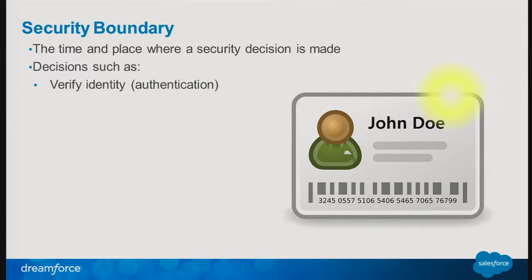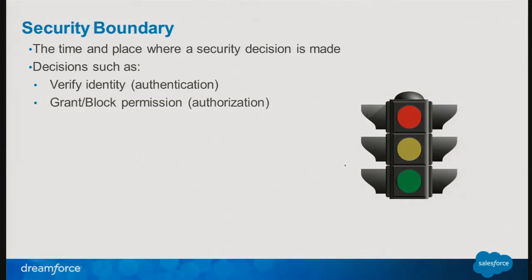So that's the trick with security. The questions, the concepts are easy. Implementation is where things get tricky. The second question that is addressed at a security boundary is the grant or blocking of permission. At the door, it was you may come in or you may not come in, one or the other. So this is the essence of security. This is what a security boundary is.